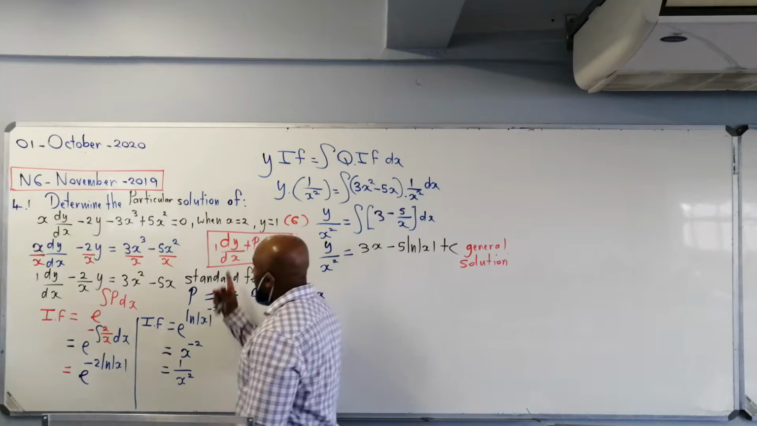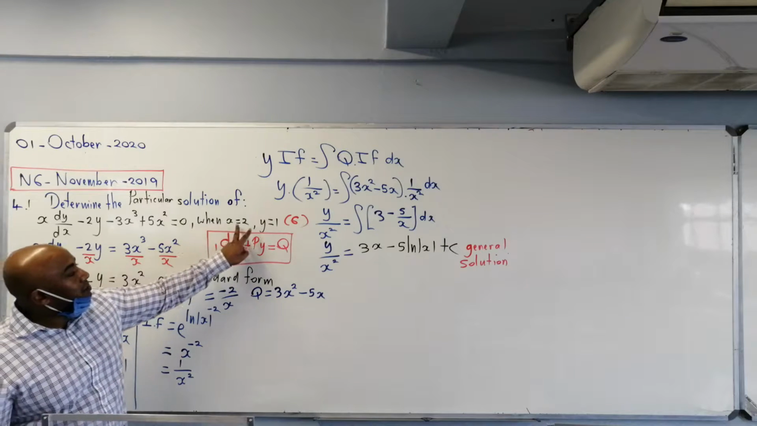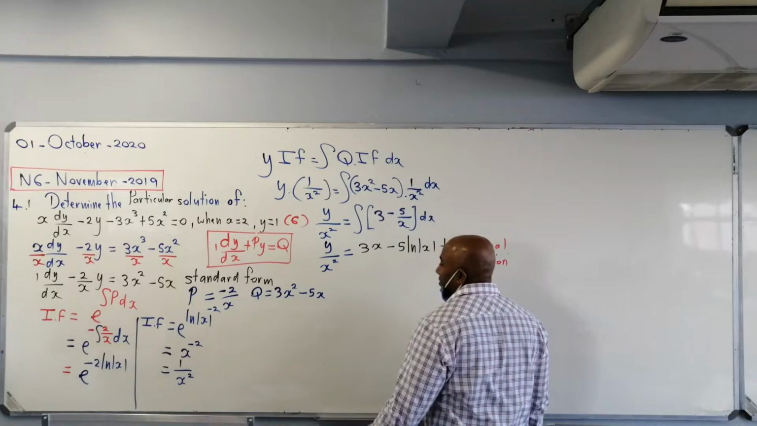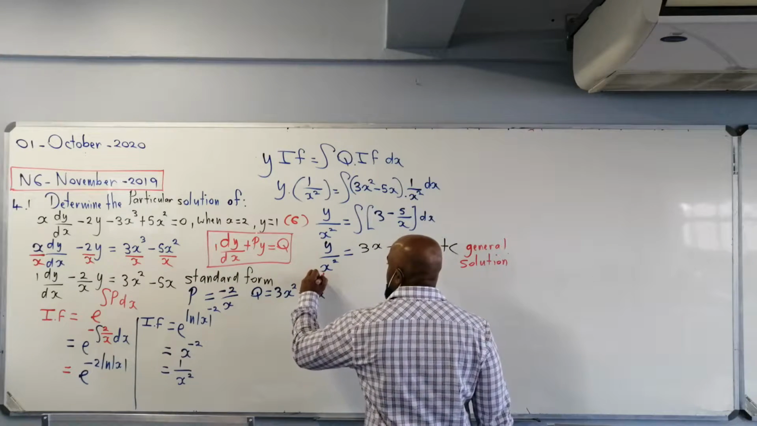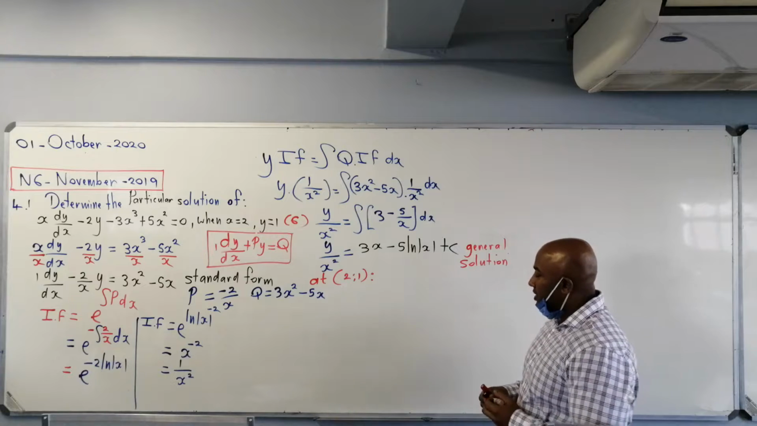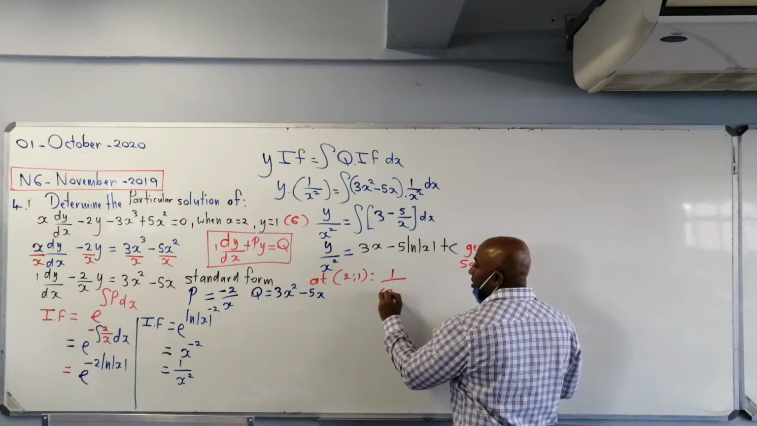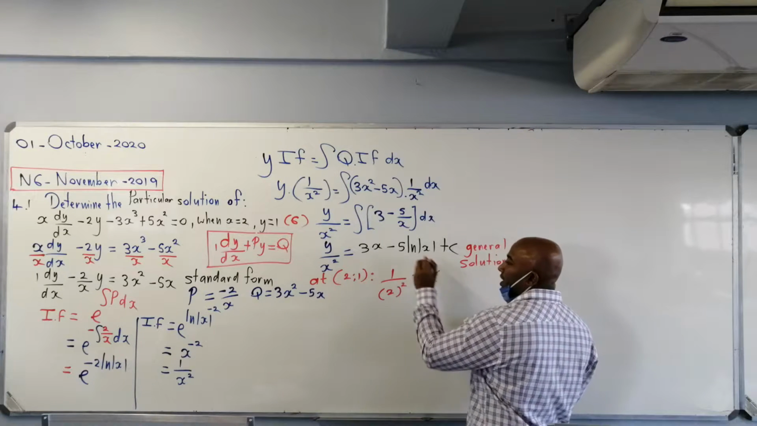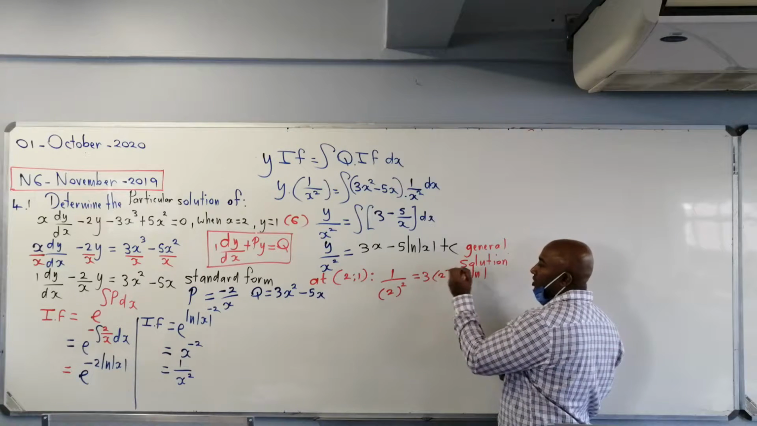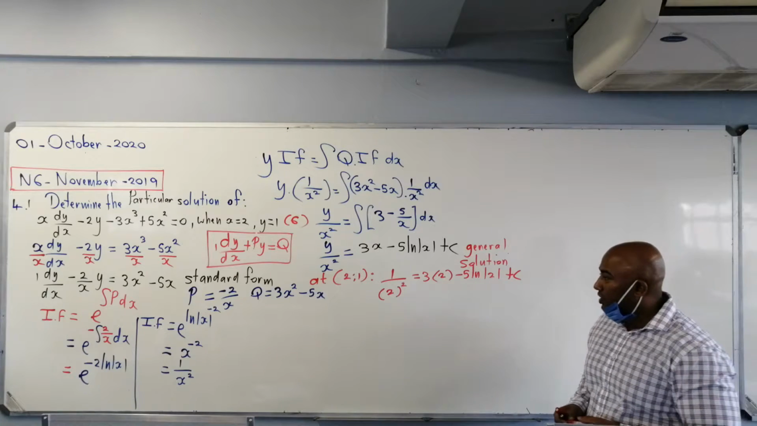Now, we will not stop there in this exam question. You are asked to find the particular solution at the point 2, 1. Okay, at a specific point. So we have when x is equal to 2, y is equal to 1. Let's do the substitution. So that will be 1 over 2 squared is equal to 3 times x, which is 2, minus 5 ln absolute value of 2, plus c. We will now find the value of c.